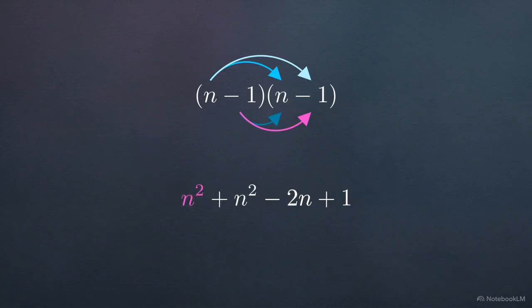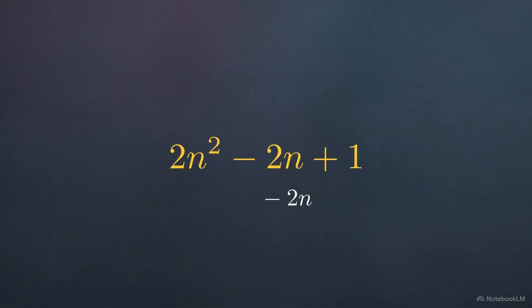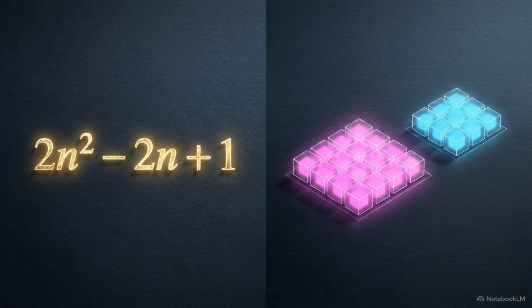Now we just add back that original n squared from our larger magenta square. n squared plus another n squared leaves us with our final combined polynomial, 2n squared minus 2n plus 1. The abstract algebra flawlessly verifies the physical separation we just performed on the shape.